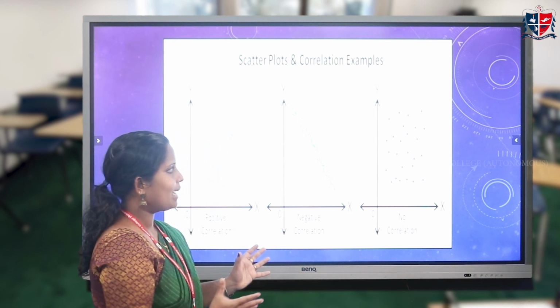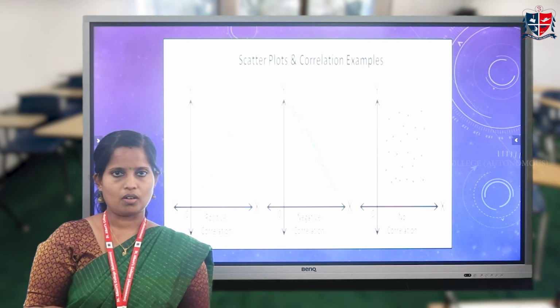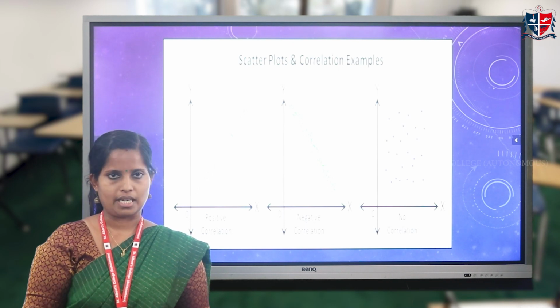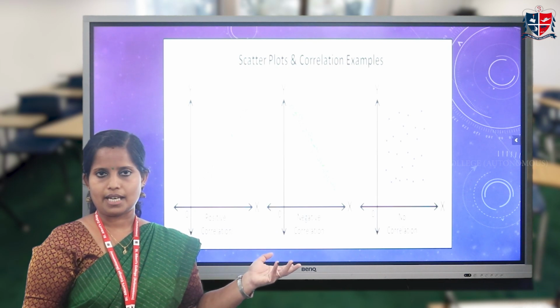So from the scatter diagram we only get an idea whether the variables are correlated or not correlated, and if correlated, whether positively or negatively. This is the information we get from the scatter diagram method.